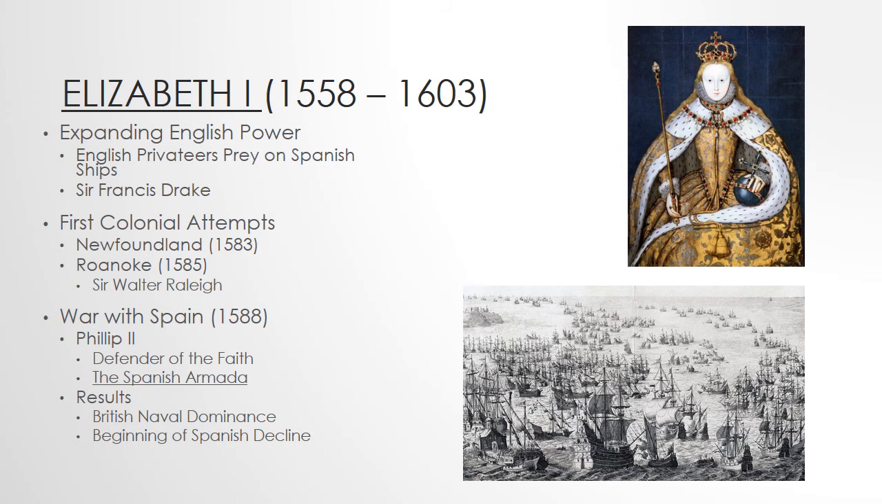This results in England having naval dominance in the Atlantic, which remains the case for a long time. It also marks the beginning of Spanish decline. So even though the Spanish have this huge empire over in the New World, they have lost their navy and they're going to grow weaker and weaker as time goes on, whereas the English are going to grow stronger and stronger.